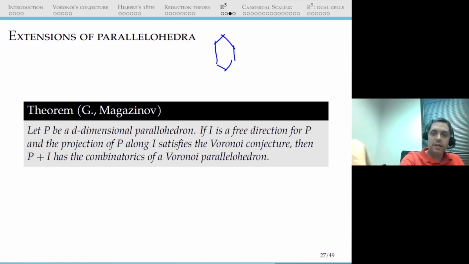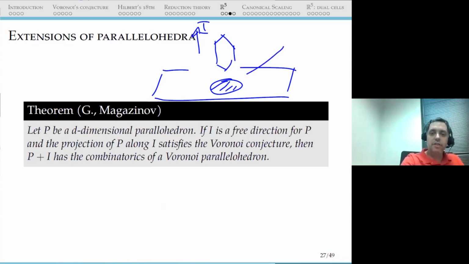So first, it has a free direction, I, but also its projection along this free direction is a Voronoi parallelohedron. So then the Minkowski sum P plus I has combinatorics of some Voronoi parallelohedron. And how can this be done?